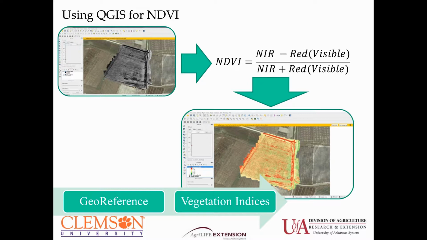Aside from georeferencing a stitched image, QGIS can also calculate the NDVI of a stitched image using the same NDVI formula. I am going to show later on how we're going to do this using the raster calculator.